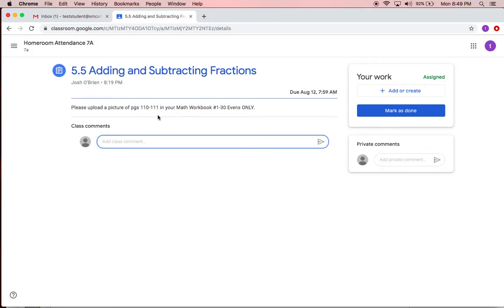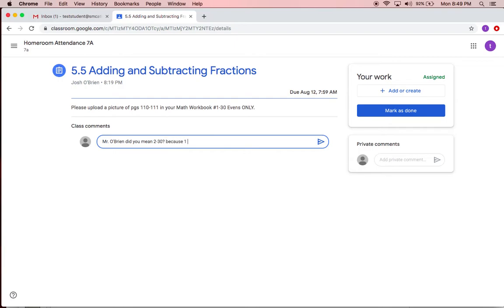All right, so class comment. Let me give you an example. Right here it says, please upload a picture of pages 110 to 111 in your math workbook, 1 through 30, evens only. So you look at this and you realize, Mr. O'Brien, well, how could it be 1 through 30, evens only? 1 isn't an even number. Shouldn't it be 2 through 30? Duh. So maybe you want to say, Mr. O'Brien, did you mean 2 through 30?